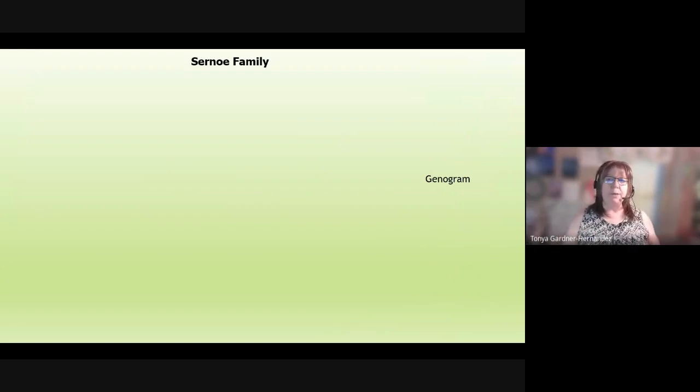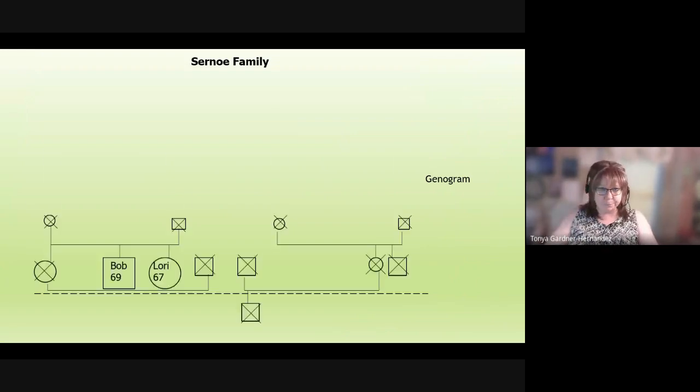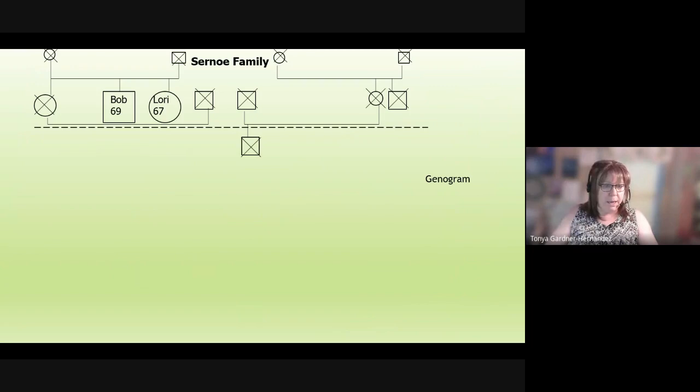So a genogram is what school social workers do to kind of map out a family. The way that it works is, as you look at this particular one here, you'll see that we have squares which represent men, and circles that represent women. If there's an X on it, it means that that person is deceased.